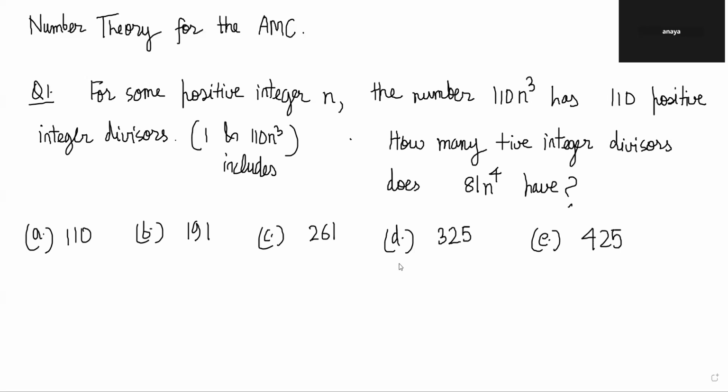So you can say that 110 is prime factorized into 2 times 5 times 11. Then 110 n to the power 3 is equal to 2 times 5 times 11 times n to the power 3. But from there, we don't know that n is prime itself, so we don't know if there are other prime factors in n.